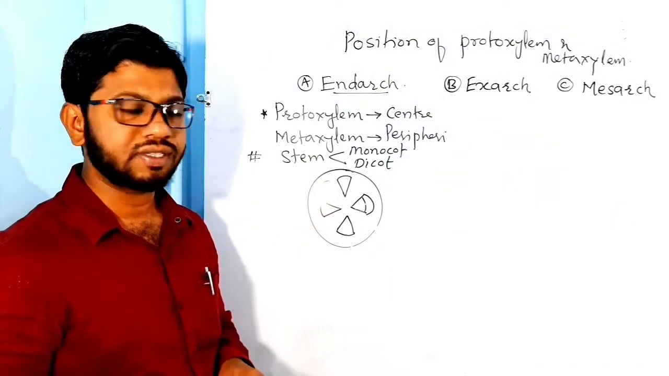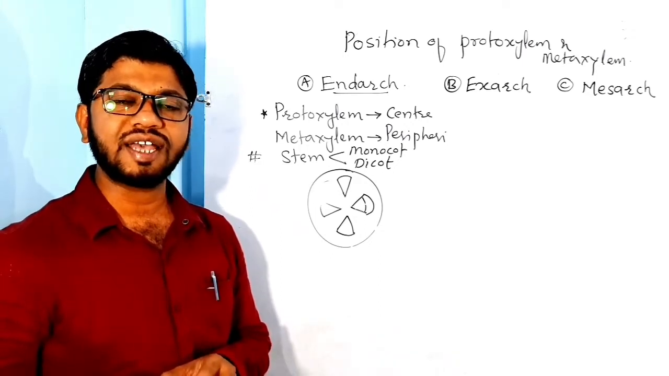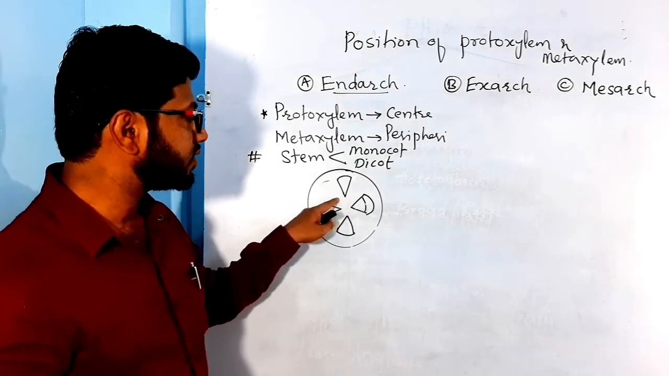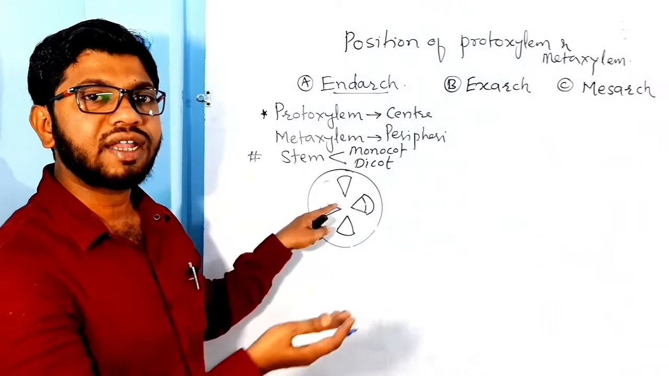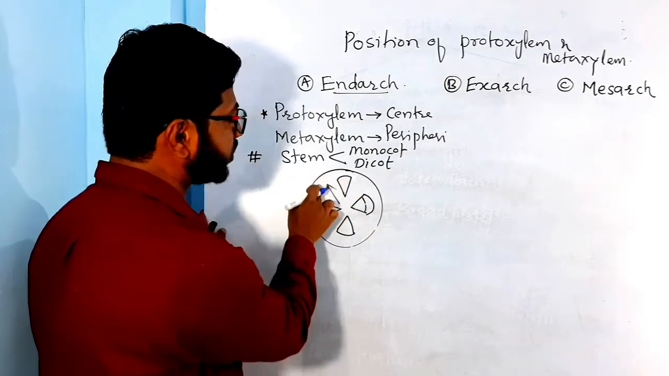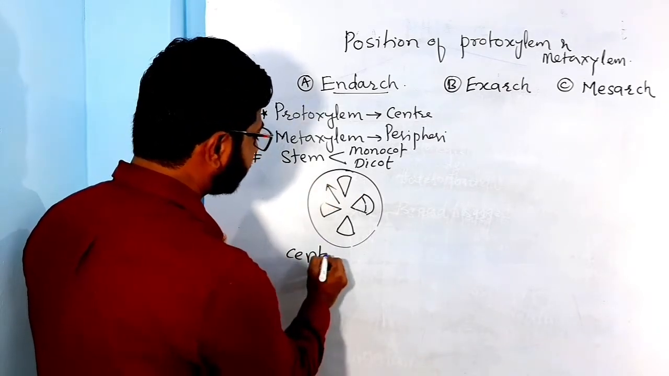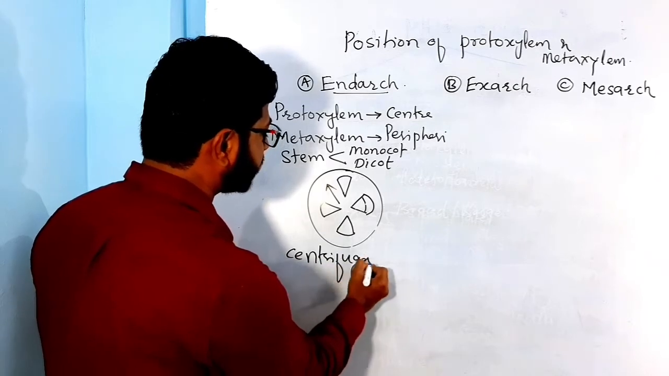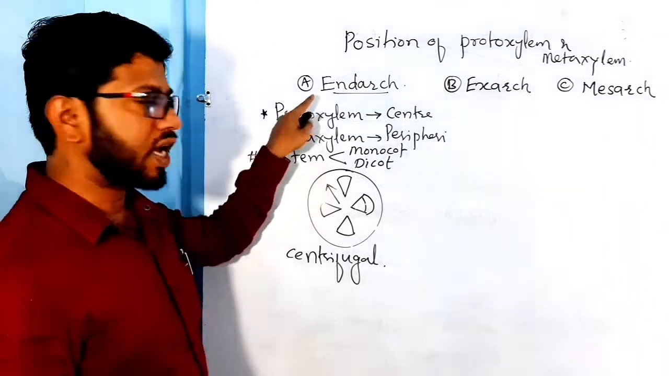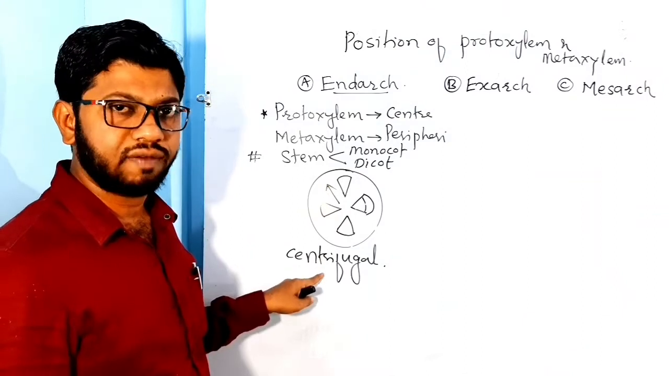Next important thing is, as protoxylem is the first to form xylem and metaxylem is the later formed xylem, it means that the central xylem develops first and then development goes to the periphery. It means development is taking place from center to periphery. This type of development is called centrifugal development. It means endarch vascular bundles which are present in the stem are centrifugal in origin and development.